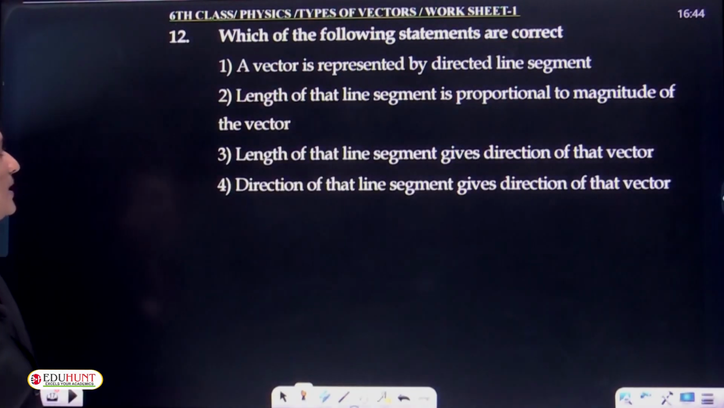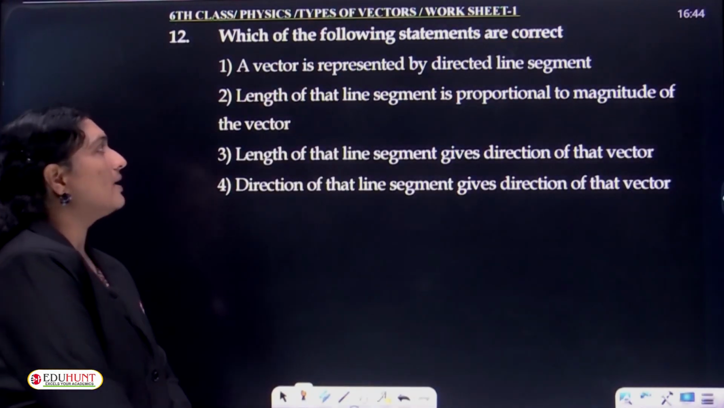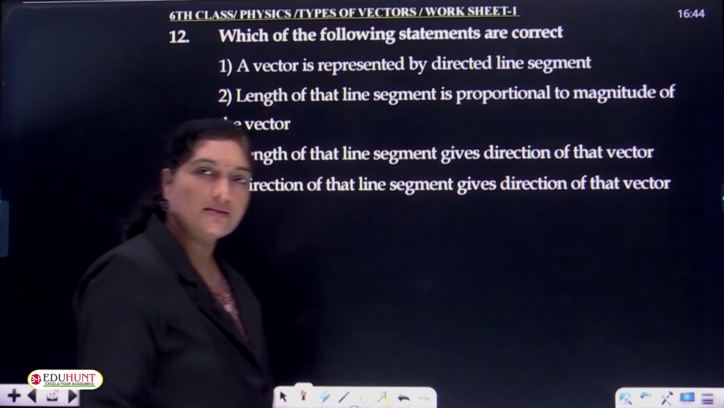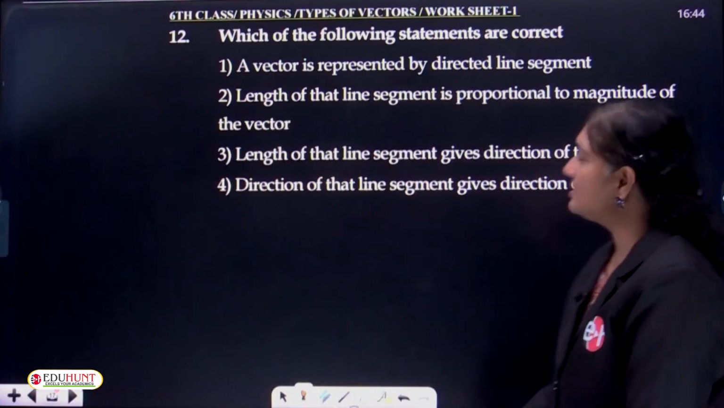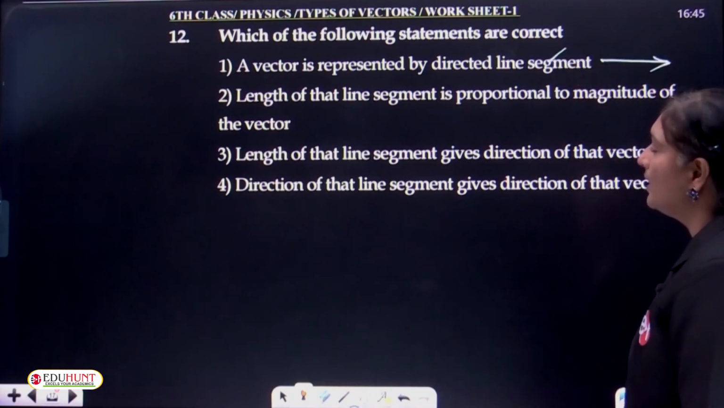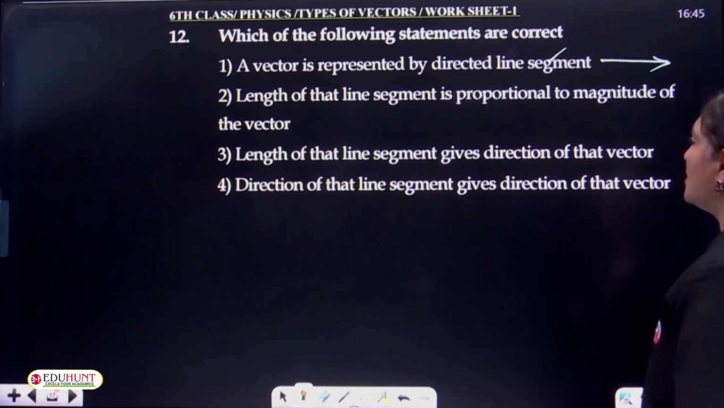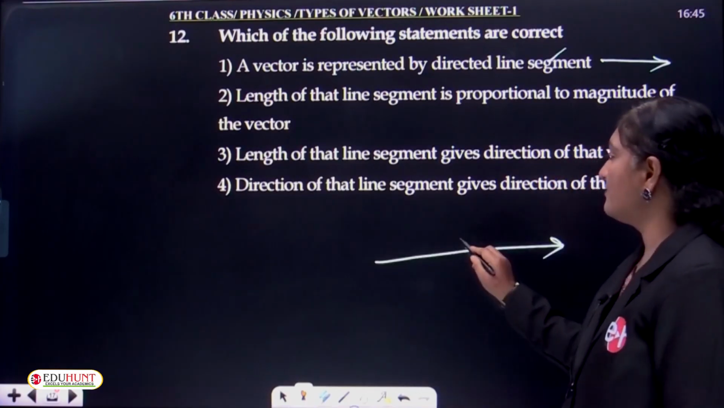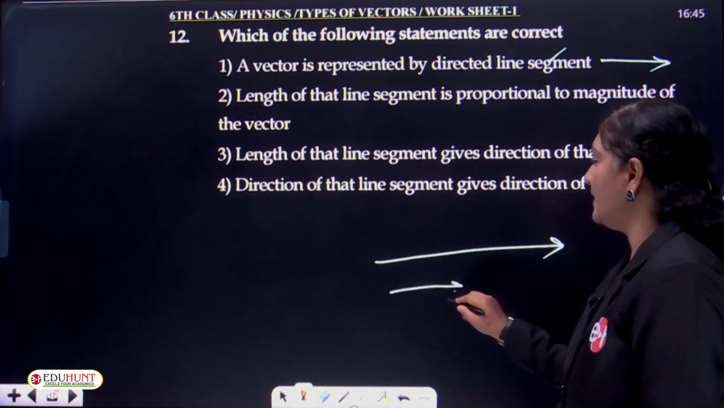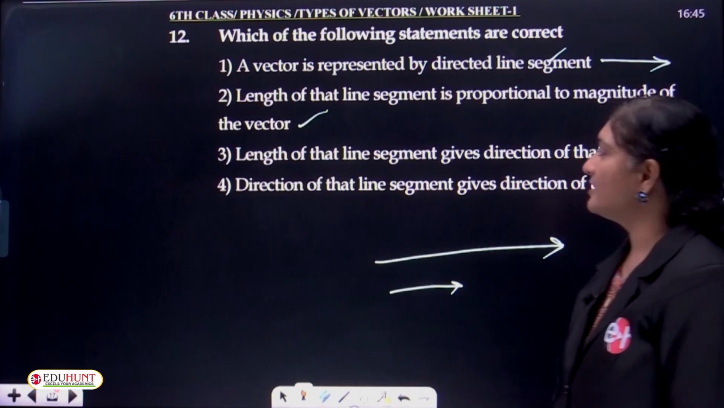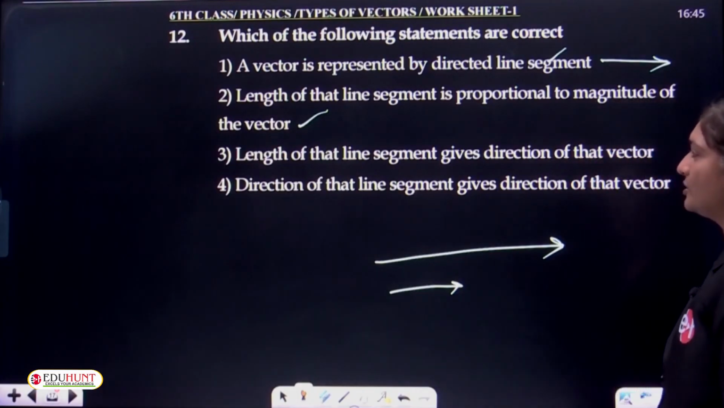Moving to the next one, the 12th one. Which of the following statements are correct? Let us check one by one. A vector is represented by a directed line segment. Of course, a vector is represented by a directed line segment. True. The length of that line segment is proportional to the magnitude of the vector. Of course, larger the length, larger will be the magnitude. Lesser the length, lesser will be the magnitude. So, the length of that line segment is proportional to the magnitude of the vector.